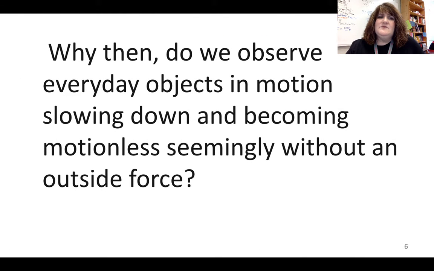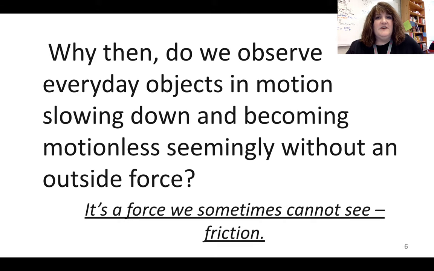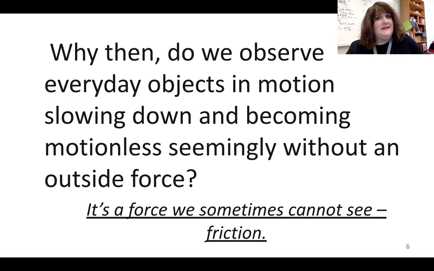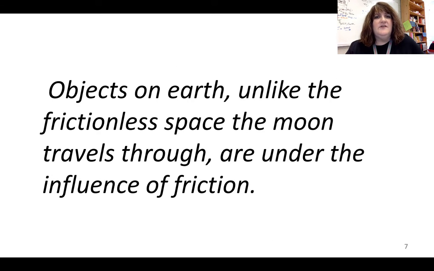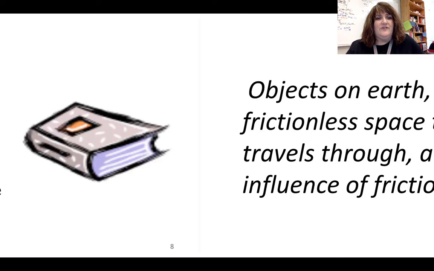So why then do we observe everyday objects in motion slowing down or becoming motionless without any force? And you already know the answer to this. It's friction, right? Friction is the force that we sometimes can't see. Objects on Earth, unlike the frictionless space the moon travels through, are always under the influence of friction. Friction is everywhere, so even though we play pretend that there is no friction, there's always friction on Earth.